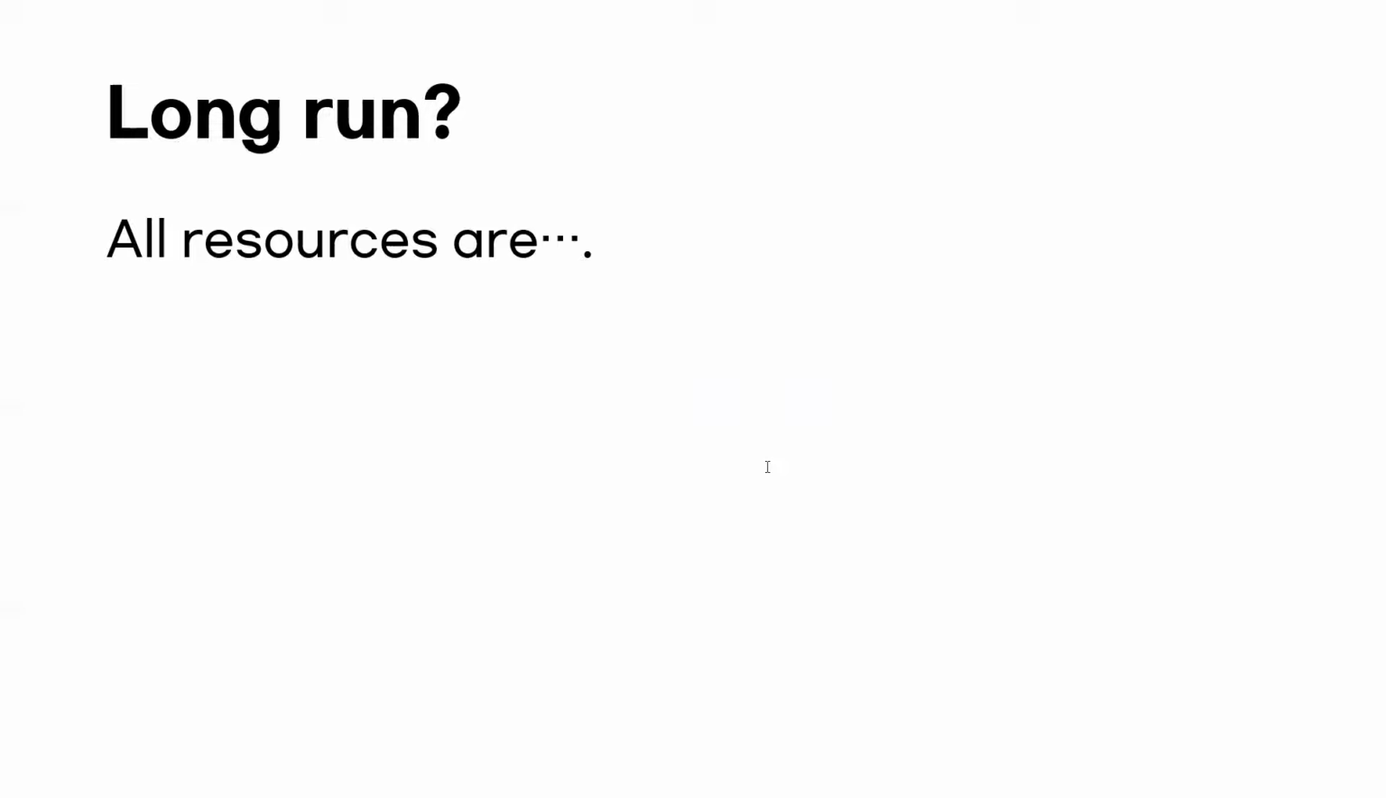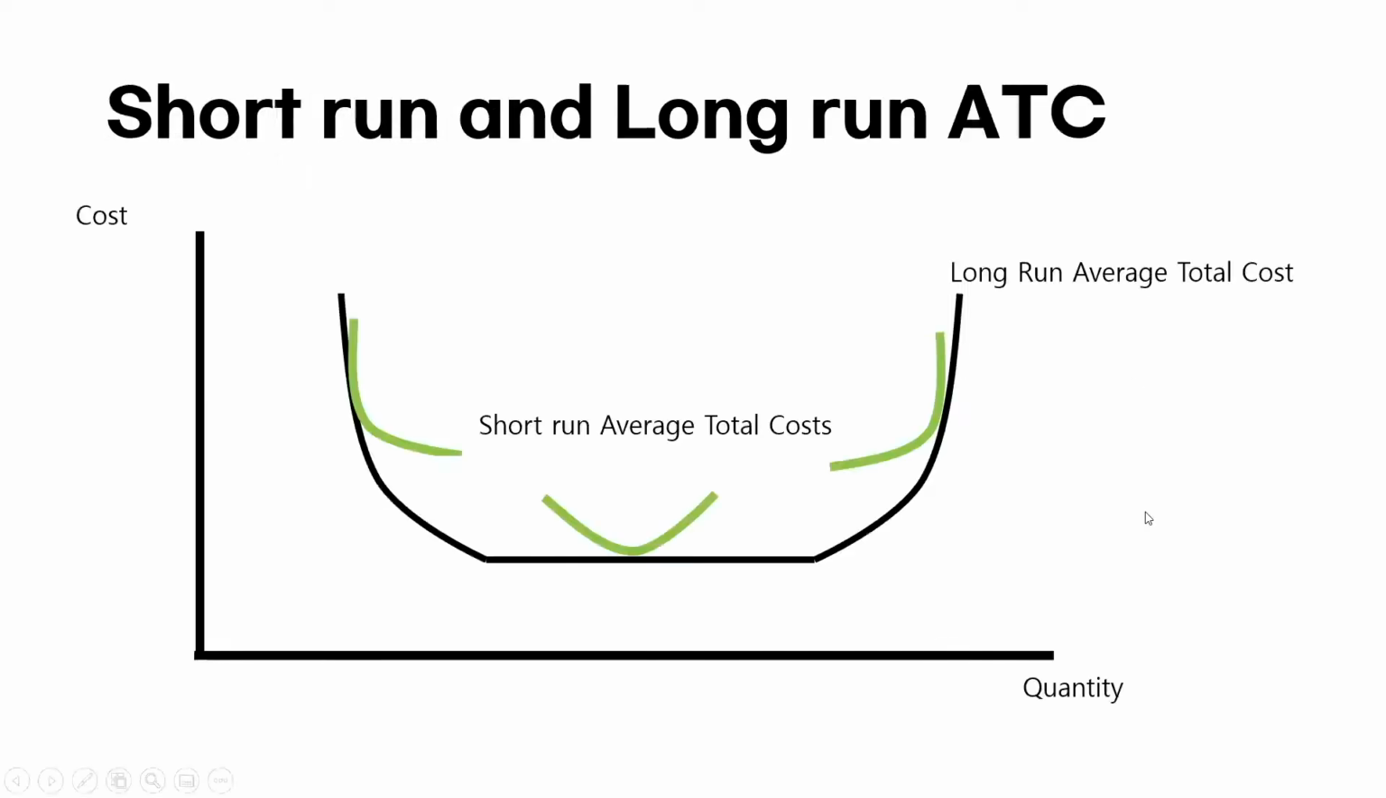Long run is when all resources are variable, which means that you can change the capacity of a plant, change the number of workers, and whatever you want in whatever situation and whatever circumstance. So, one concept that we have to talk about in AP Microeconomics about long run production cost is the long run ATC, or long run average total cost.